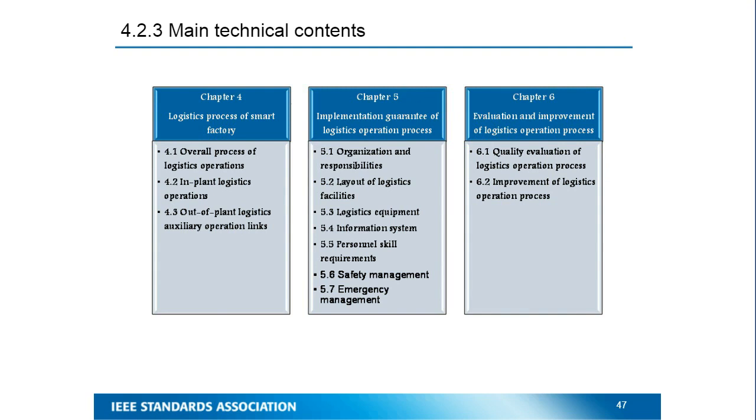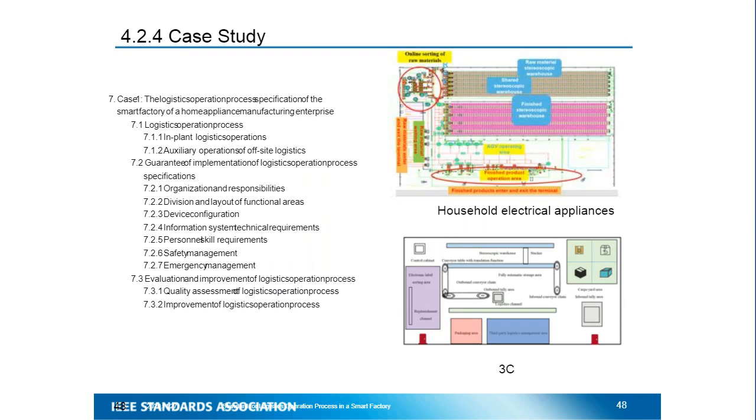According to the latest text of the standard, the working group defines the logistics process of the smart factory, implementation guarantee of the logistics operation process, as well as evaluation and improvement of the logistics operation process, respectively. And also, for the audience to better understand this standard, logistics operation process specifications of a home appliances and a 3C manufacturing enterprise are also given. Through these examples, the audience is able to discover how to design the division and layout of functional areas, and also requirements for personnel, equipment, safety, and emergency situations.